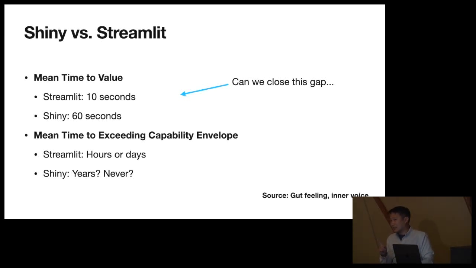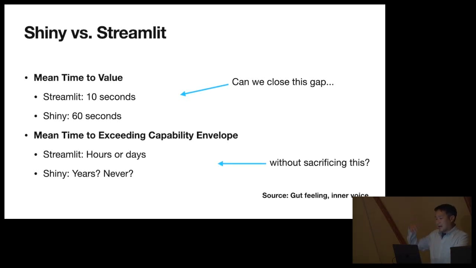Until I heard several people tell me that they use Streamlit not just to build applications, but to do exploratory data analysis. And that was surprising to me. That's how easy it is, that they'd rather do these Streamlit interactions than stay in their notebook. And I was like, oh, that's actually pretty cool. 10 seconds versus 60 seconds, that's a big difference if you're doing EDA, right? So the question we pose to ourselves is, can we close this gap without sacrificing this? Can we make it as easy as Streamlit, easy enough to do EDA, without forcing you to throw away your Shiny app?